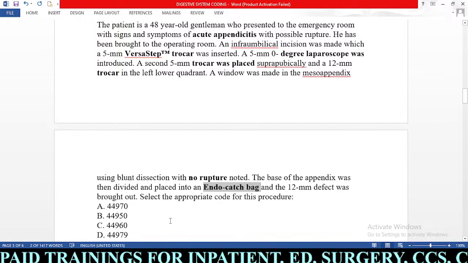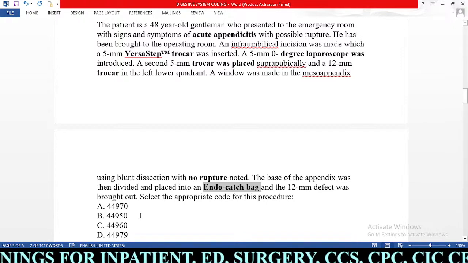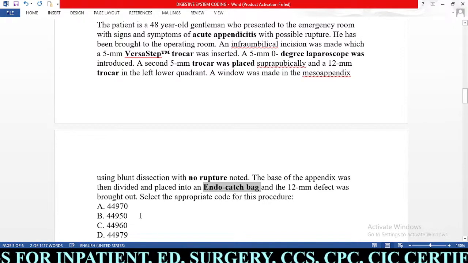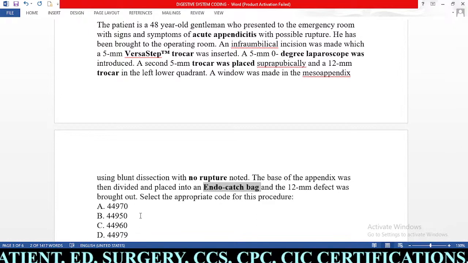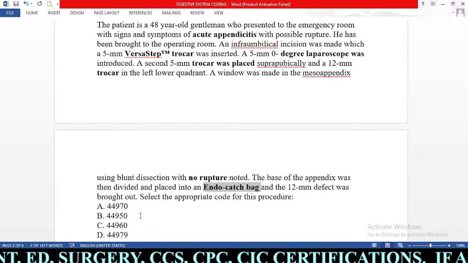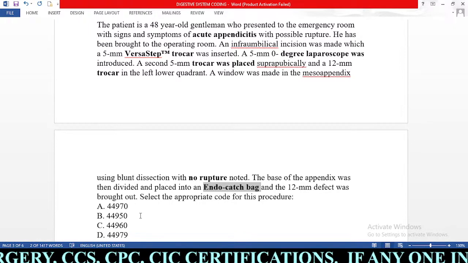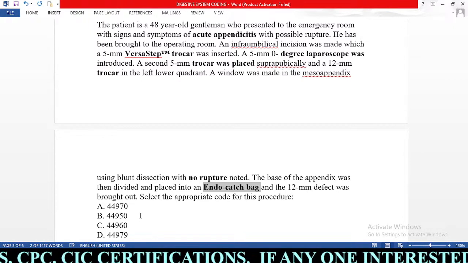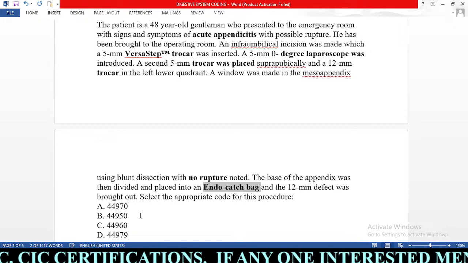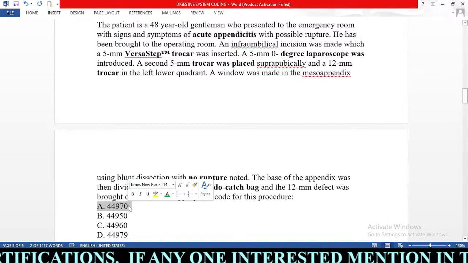So we are left with two codes, A and D. So we will check 44970. 44970 is laparoscopy, surgical appendectomy. That is the correct code. And 44979 is for unlisted laparoscopic procedure, appendix. But we have a code for laparoscopic appendectomy. So here our answer is 44970.